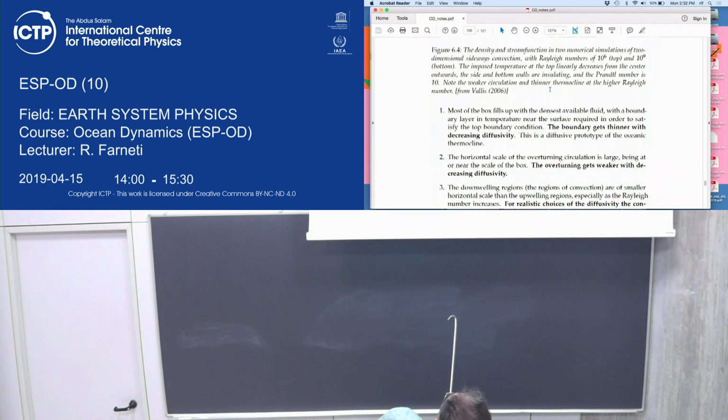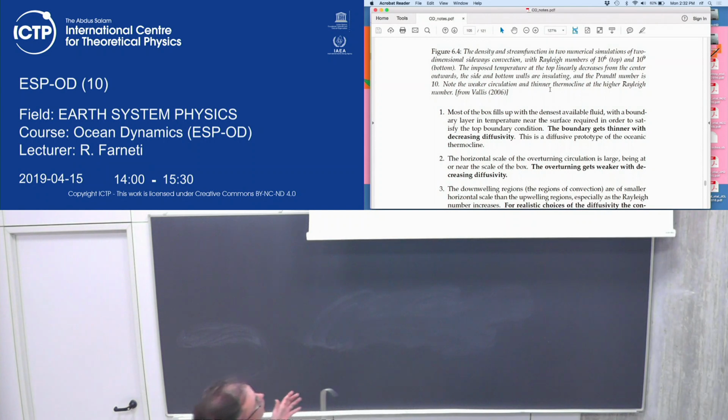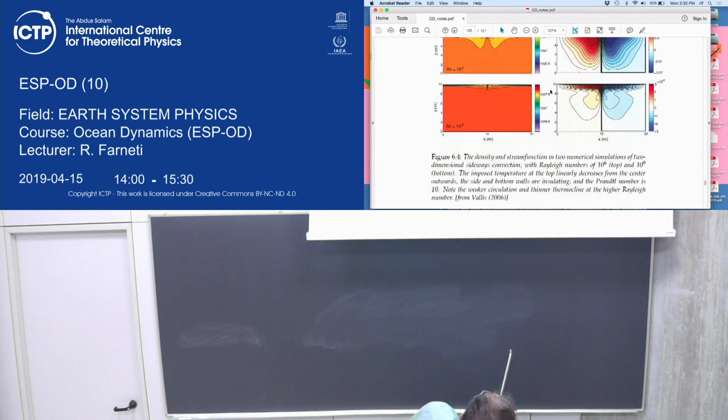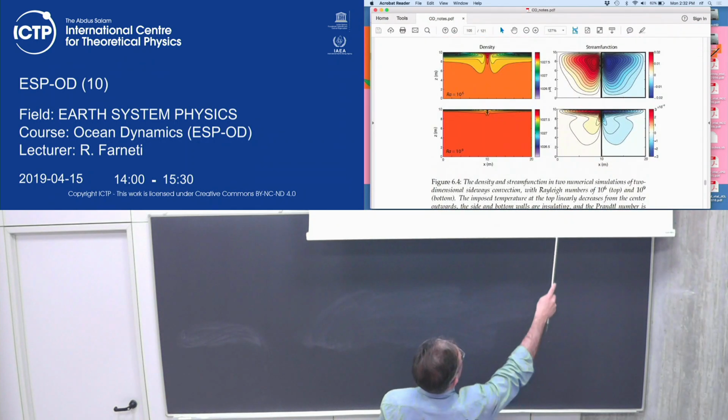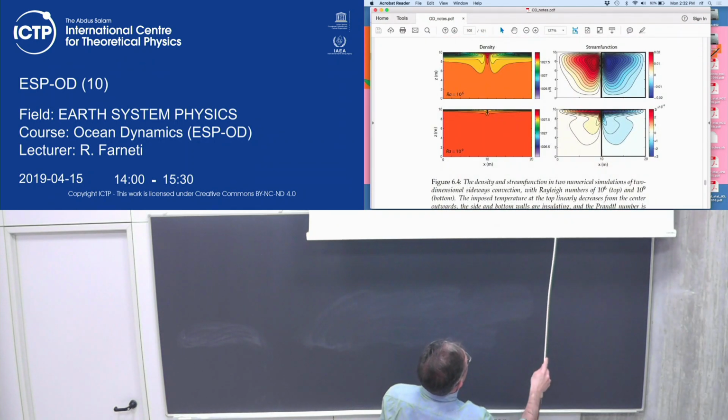The second thing is that the horizontal scale of the overturning circulation is large. These cells that you see in the stream function are very large, even in the large Rayleigh number case.